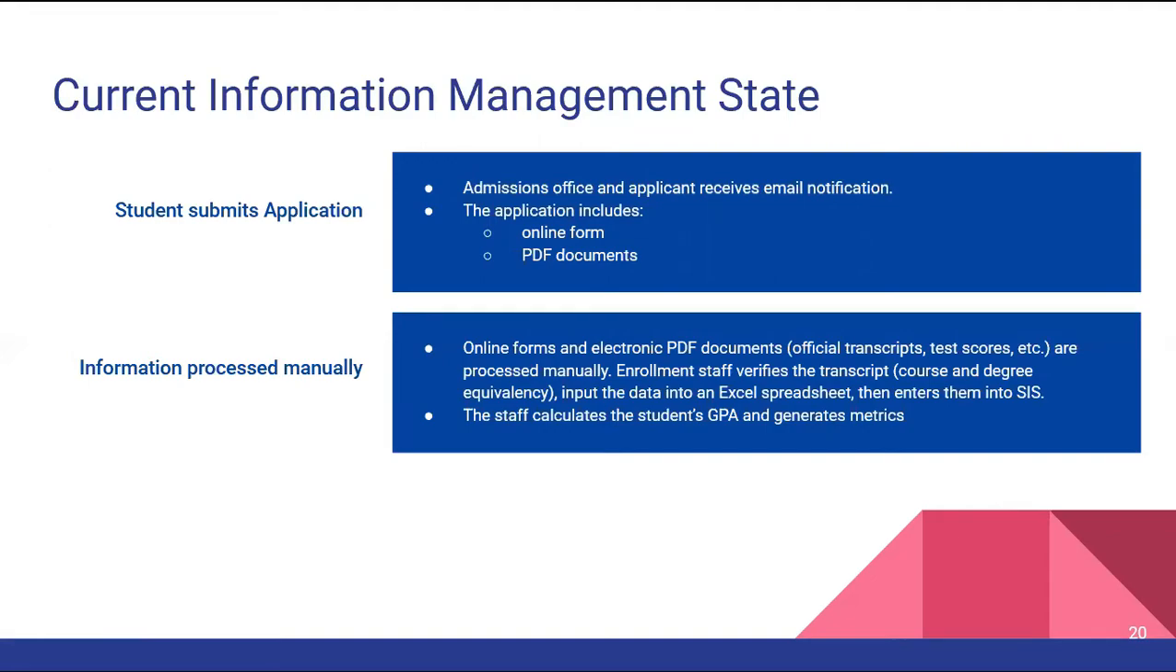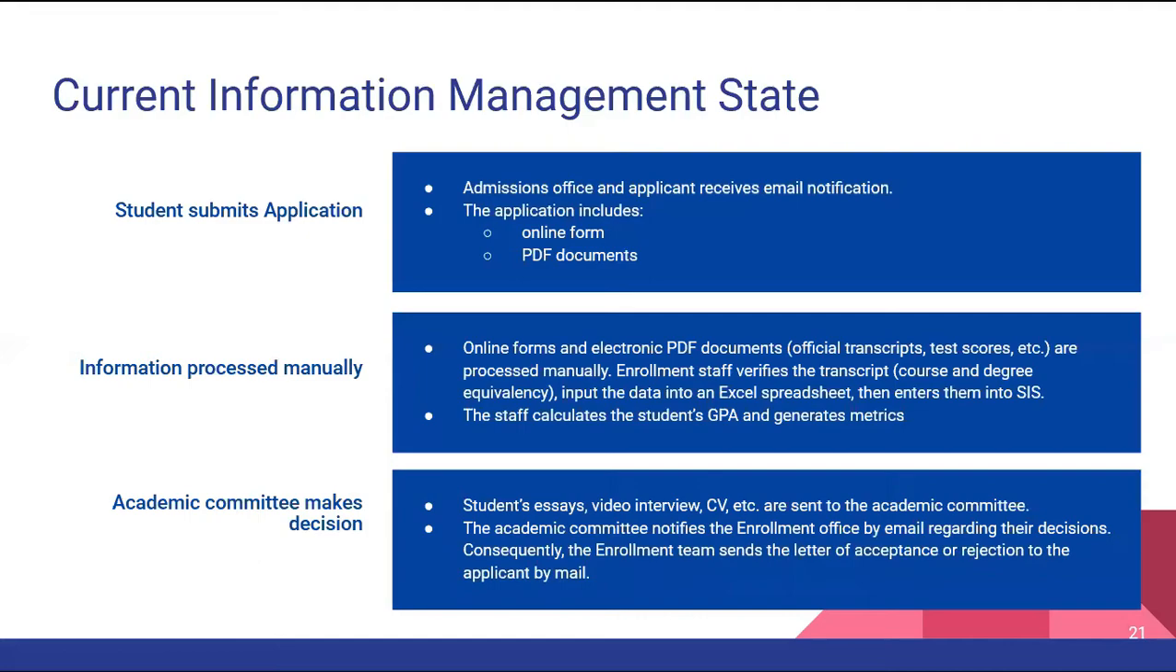For the online forms, they retrieve the submitted forms and manually enter the student's data into the student information system. For the PDF documents containing official transcripts and other supporting documents, the enrollment staff opens the attached PDF documents and checks whether the transcript is from Ontario or from external institutions. If it is from an external institution, the transcript is sent to a third-party agency, which evaluates the transcript and provides course and degree equivalency. Once the transcript has been assessed, they enter the relevant data into an Excel spreadsheet, which subsequently gets transferred to the student enrollment management system manually. The staff then calculates the student's GPA and generates metrics.